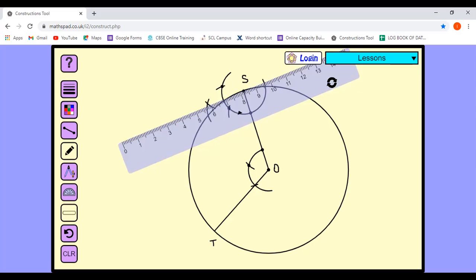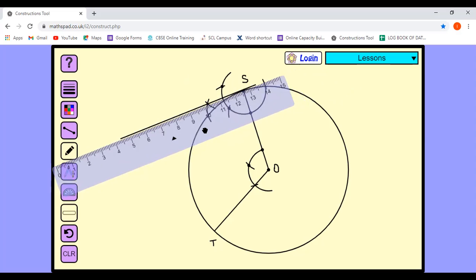So make sure you don't make any mistake. And extend the line. As much as possible, try to extend the line. Okay, now we got one side.